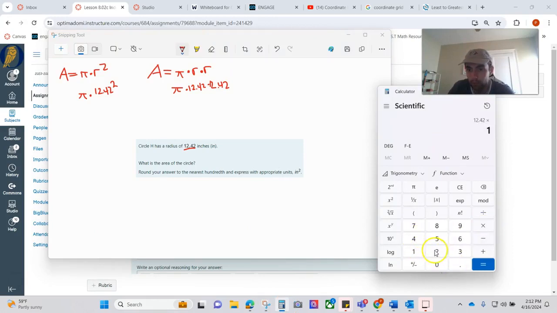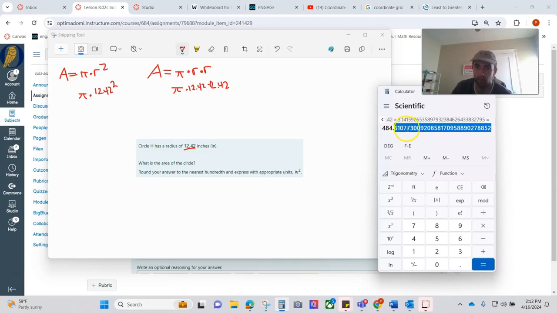See what we get. 12.42 times 12.42. 12.42 times itself is 154.2564 times pi is, well, round my answer to the nearest hundredth, which is the second decimal point after the decimal, or the second place value after the decimal.